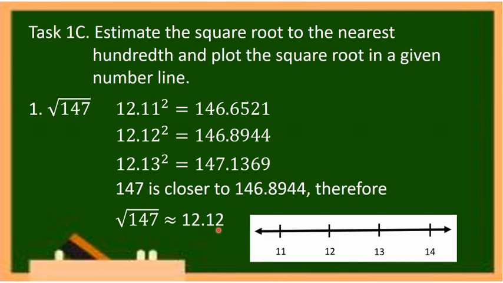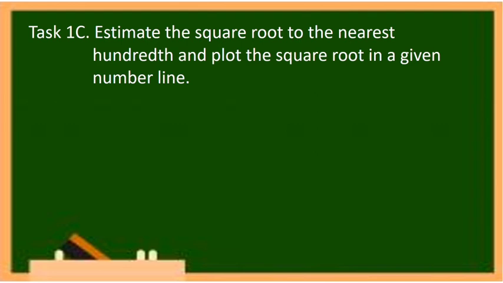Now, if we're going to plot it on a number line, we have this number line. Take note that when we label the number line by the integers, going to the right is increasing and positive. So we have 11, 12, 13, and 14. But since the approximate value for the square root of 147 is 12.12, we will just approximate the location. And 12.12 is nearer to 12 than 13. So the location will be here. So this is the graph of the approximate value of the square root of 147.